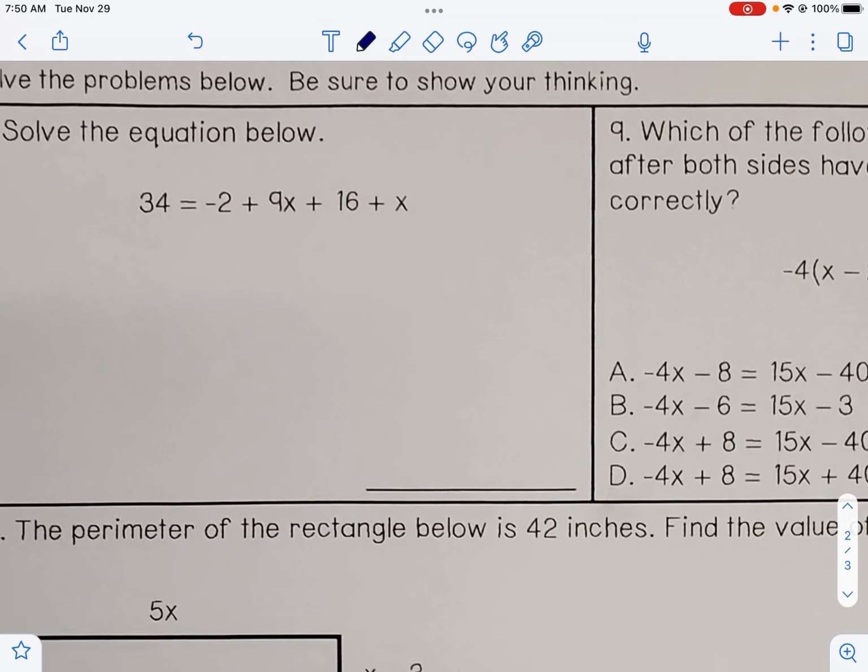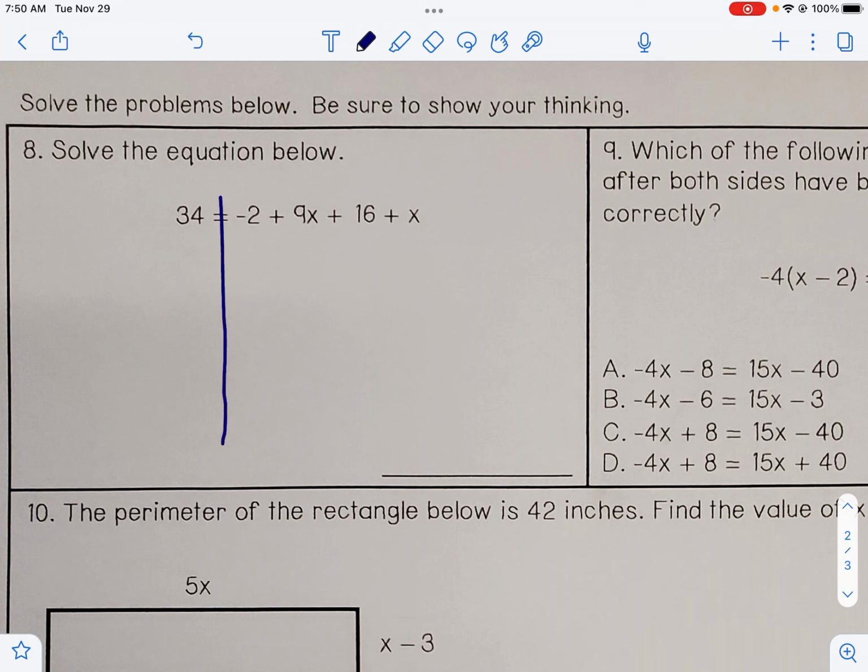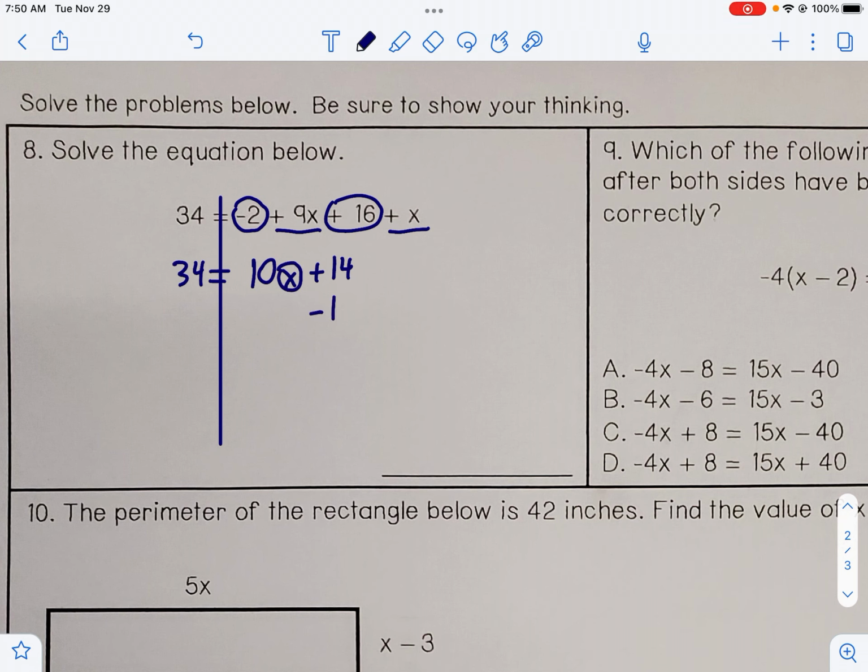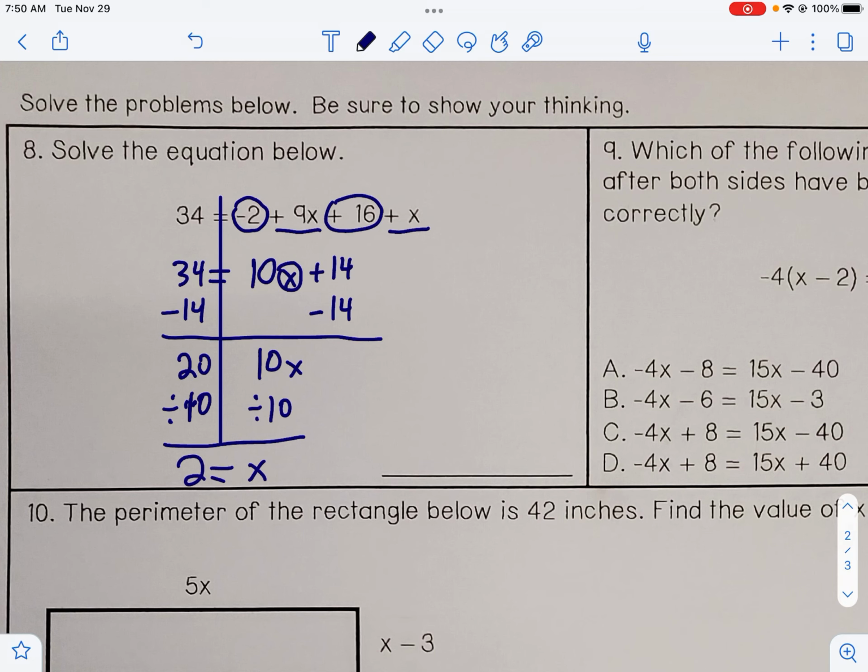For number 8, to solve the equation, we're going to first ask ourselves, are there variables on one side or on both sides? The variables are on the same side, so we need to combine like terms. Putting together 9x and x, we'll end up with 10x plus 14 equals 34. Once we're down to one variable, if we circle the variable, we're going to move things added and subtracted away from the variable first. And finally, we'll divide by 10 on both sides, end up with x equals 2 as our final answer.